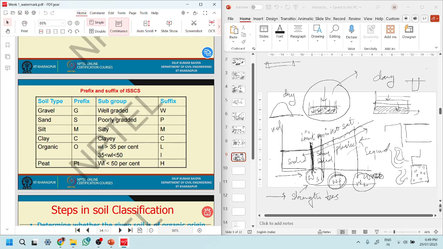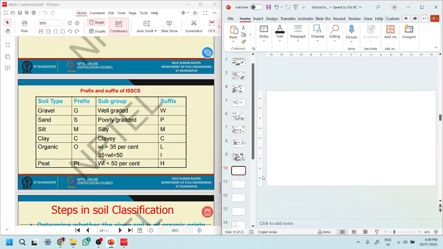One is a general question which I have not seen till now anywhere. Do you have any source or textbook that shows the fabric or structure of a soil in all the four states: solid state, semi-solid, plastic, and liquid? In all the four states, how does the fabric differ? Any source that gives an answer for that?